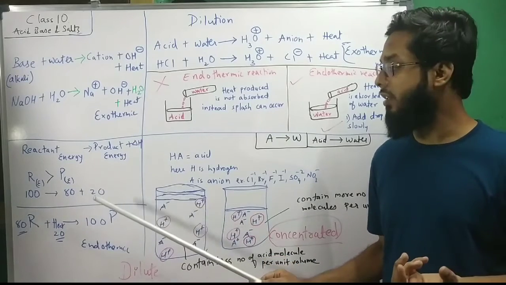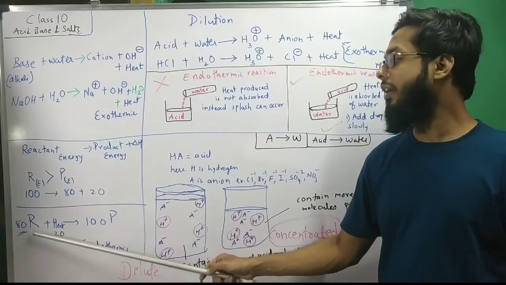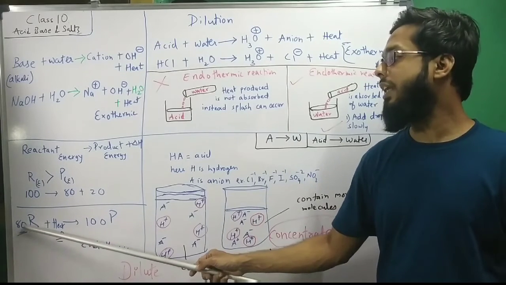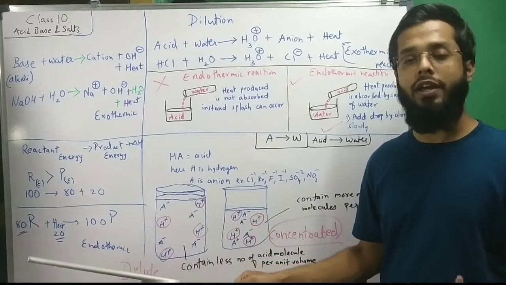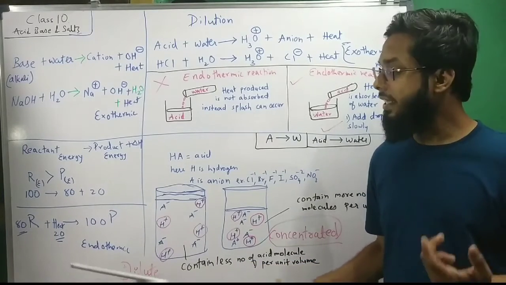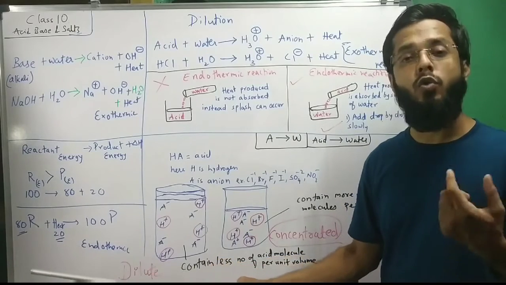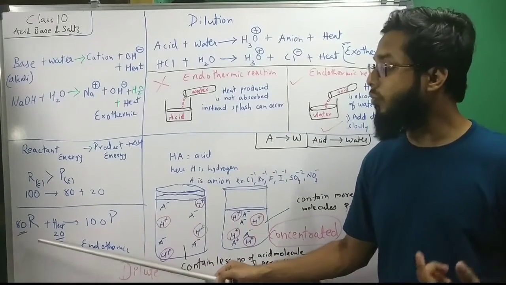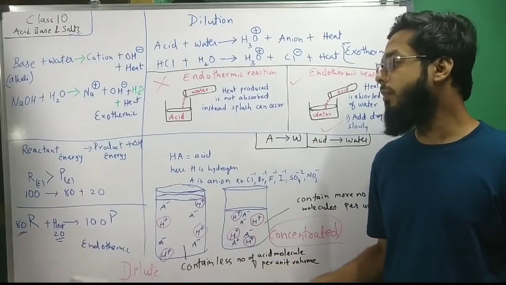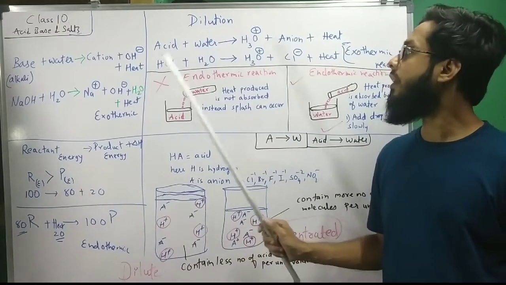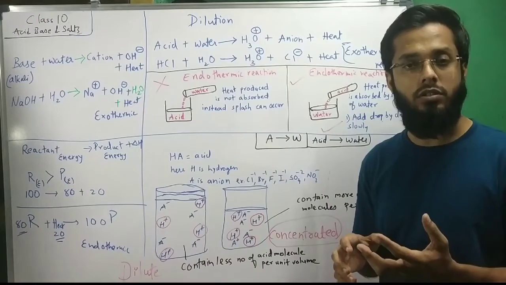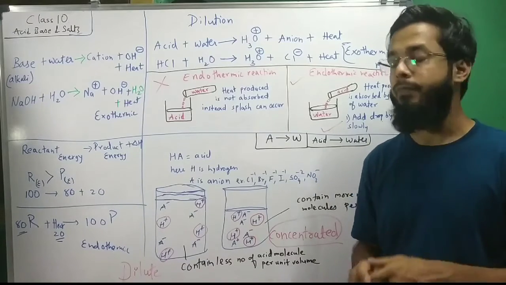And when you talk about an endothermic reaction, let's take an example. If the reactant has 80 calories of energy and the product has 100 calories of energy, obviously this reaction will proceed only by the addition of 20 calories of heat to the reactant, and then the reaction will occur and form the product. So when we talk about dilution of acid or dilution of base, it's an exothermic reaction.